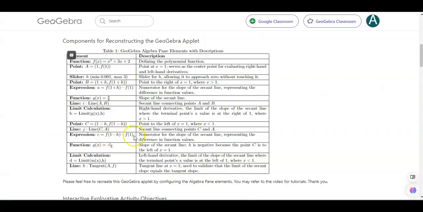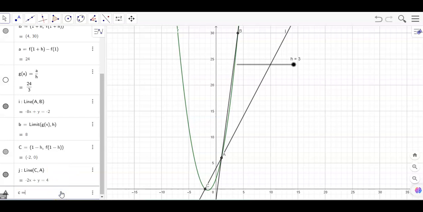Next, we type this expression. So we type c is equal to f of 1 minus h minus f of 1. This serves as the numerator for the slope of the secant line, representing the difference in function values between the terminal and initial points. So we type f of 1 minus h minus f of 1.